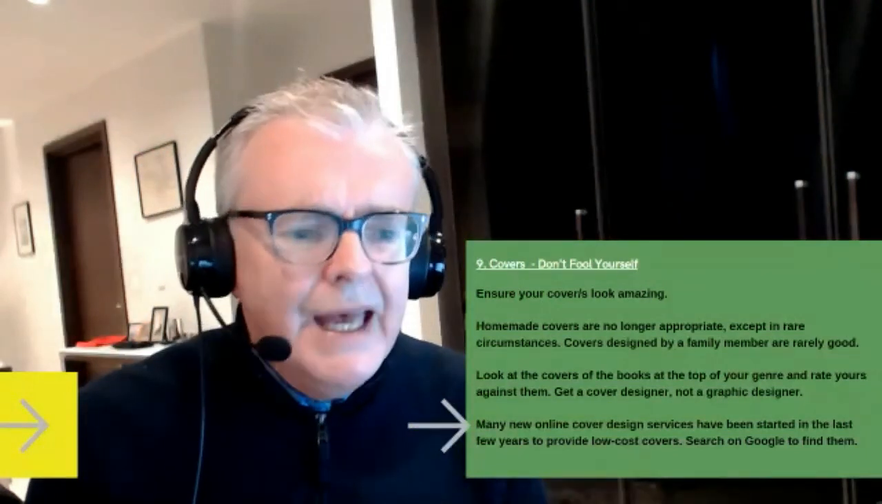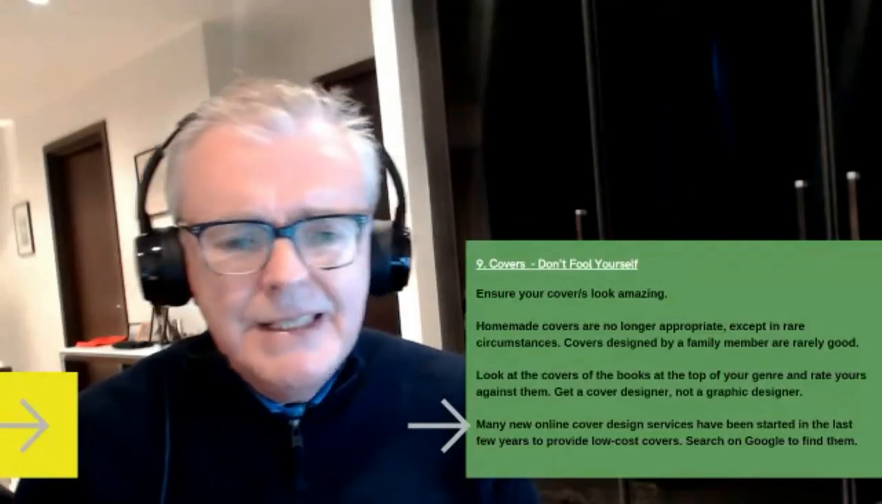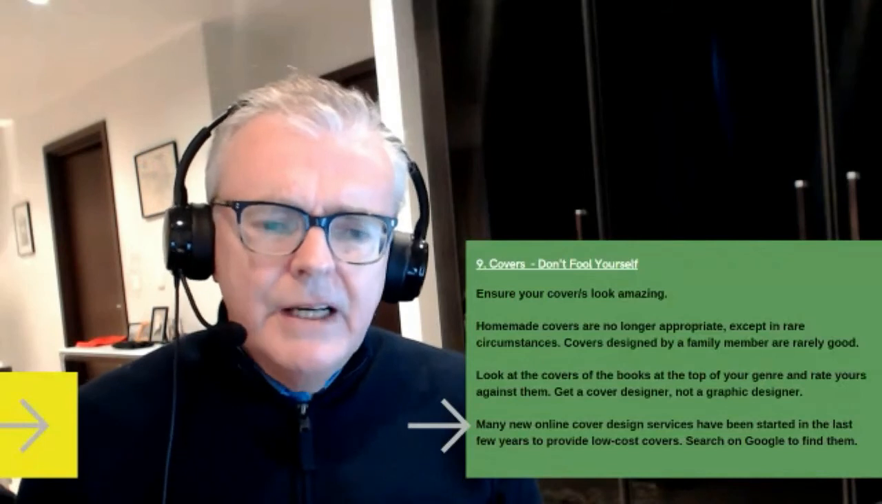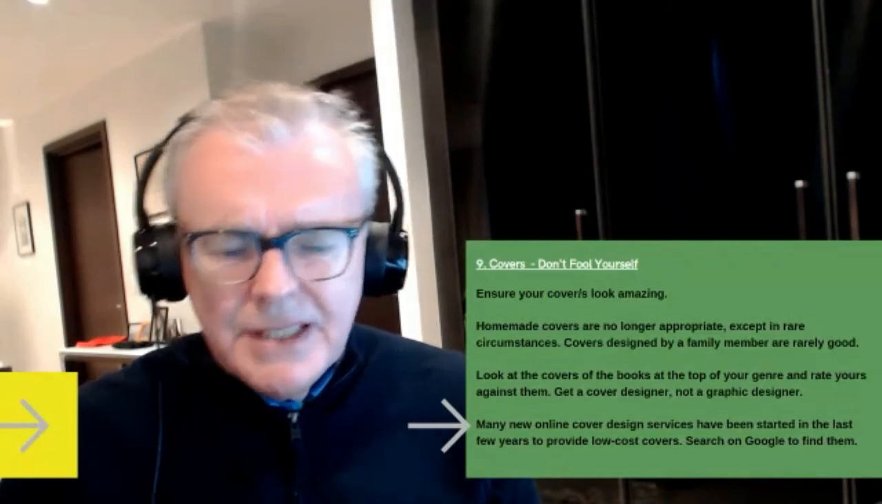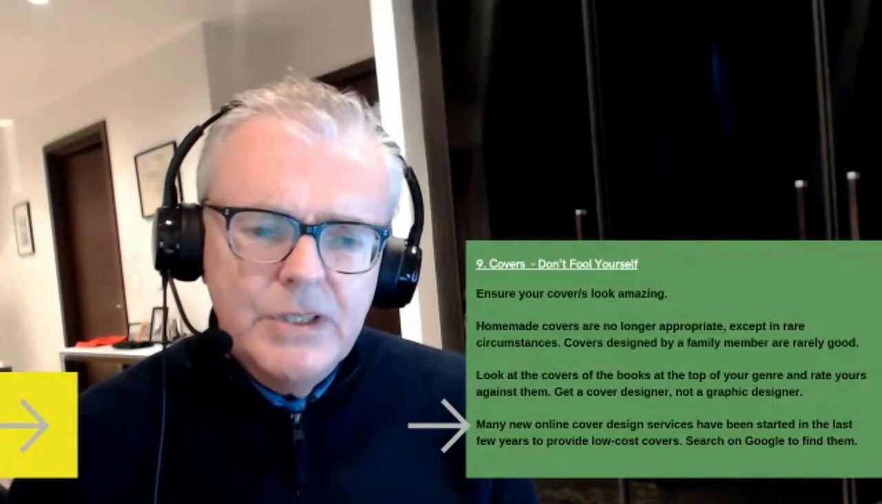Look at covers at the top of your genre, rate yours, and get a cover designer, please, not a graphic designer. It's a completely different skill. Cover designers focus on how to sell books: the type of fonts that work, the type of colors that work in selling books, the type of setups.